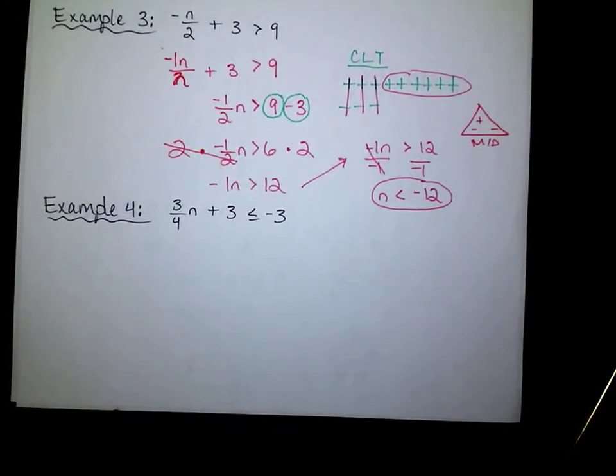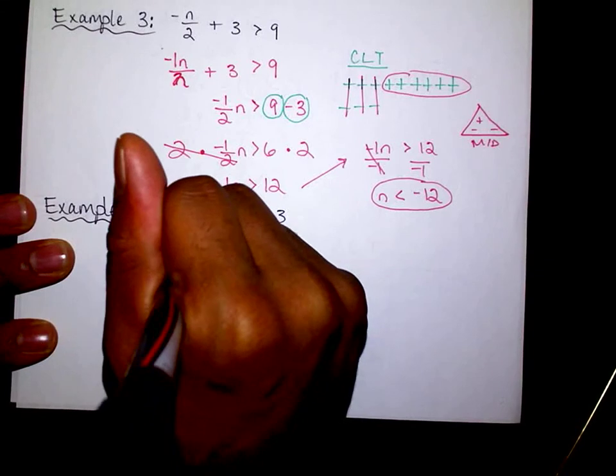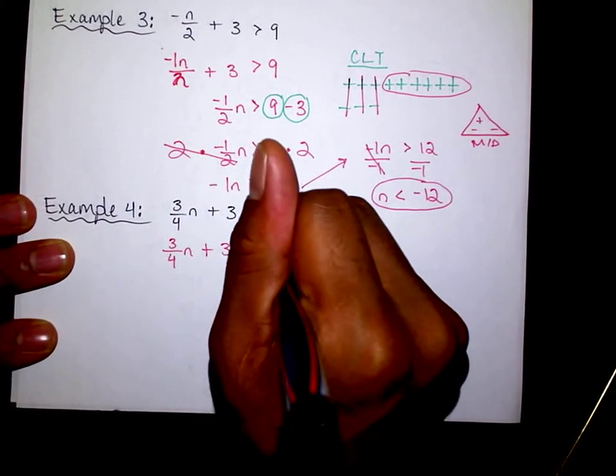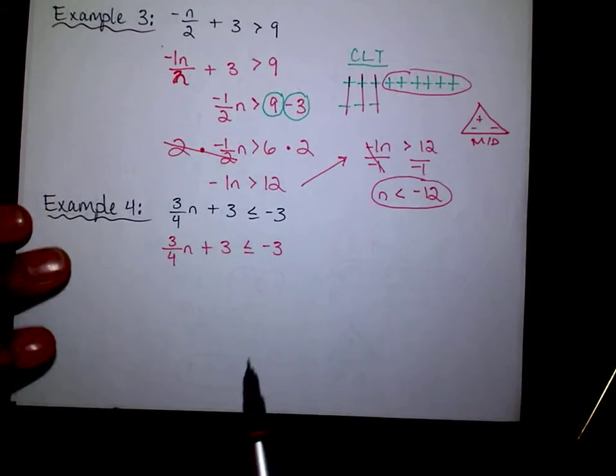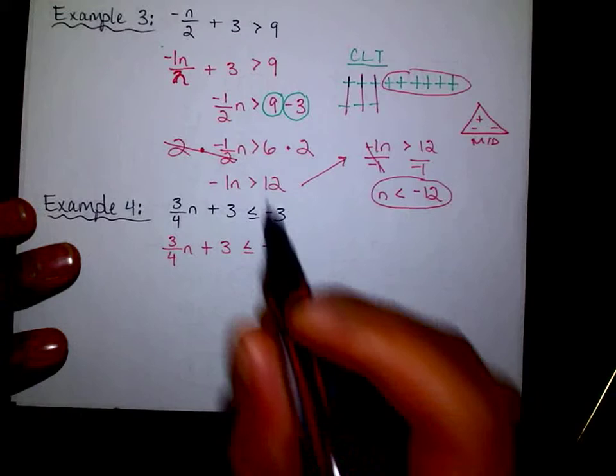Alright, let's take a look at the next example. We have 3/4 n plus 3 less than or equal to negative 3. Let's see how this one turns out. Rewrite it. We want to first start off by moving this positive 3 and making it a negative 3 over here.